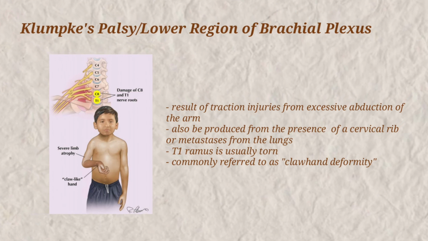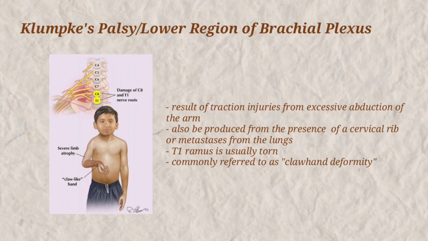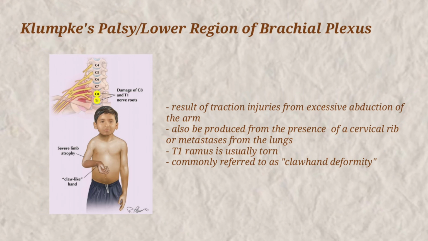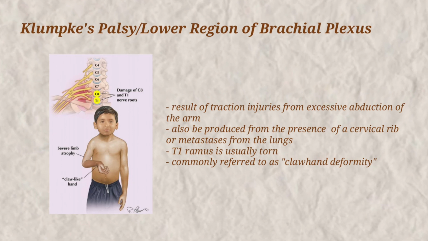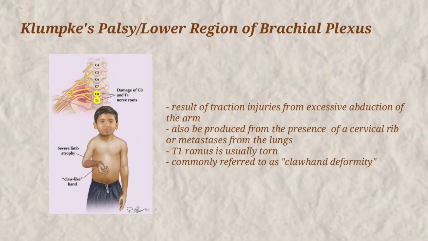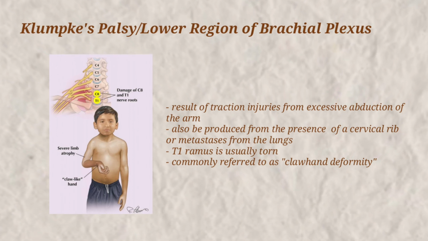As a result, the hand has a clawed appearance caused by hyperextension of the metacarpophalangeal joints and flexion of the interphalangeal joints. Loss of sensation will occur along the medial side of the arm. This is more commonly known as claw hand deformity.